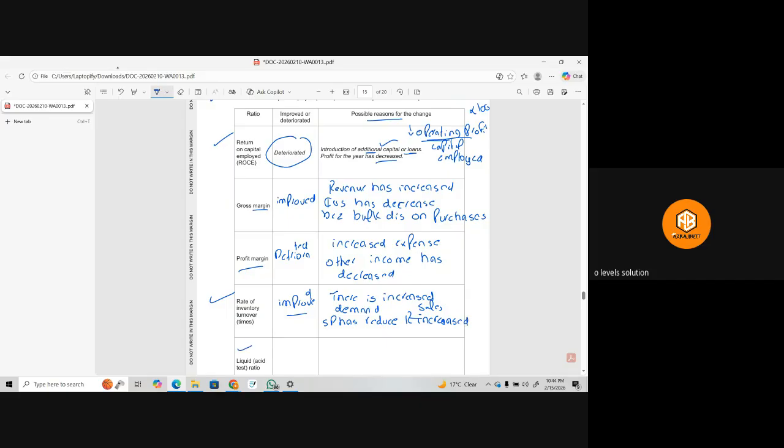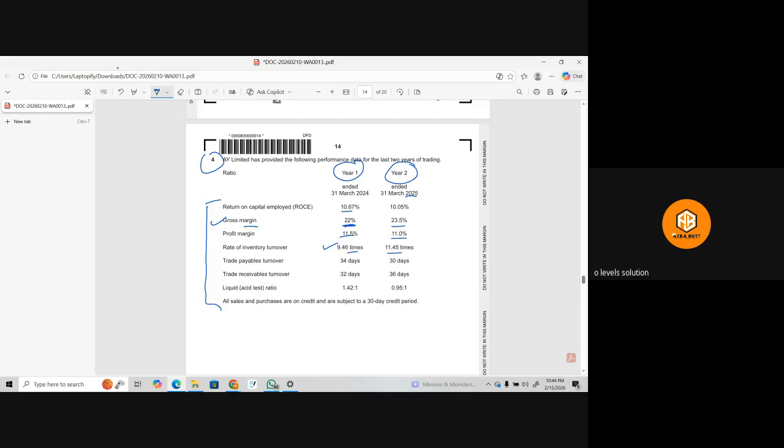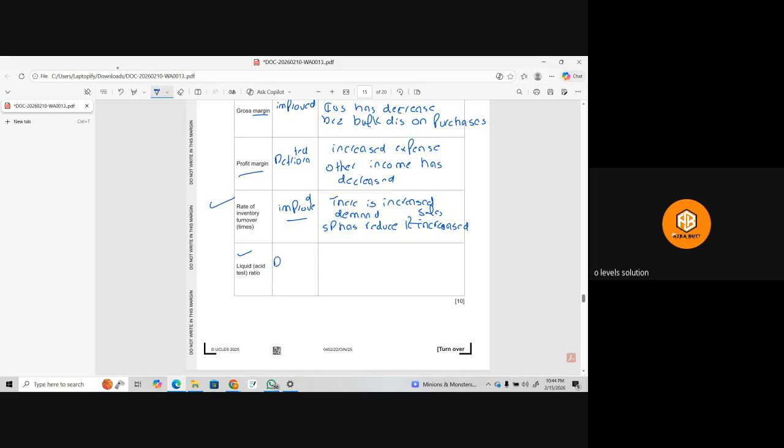Then we have the liquid asset test ratio. As you can see, this is 1.42 to 1, then 0.95 to 1. So it has deteriorated. Why has it deteriorated? Of course, it means that your liability has increased and your assets have decreased.